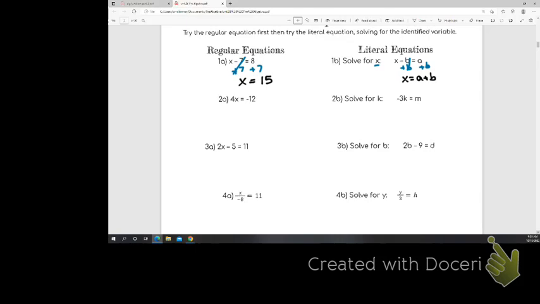You could have also written b plus a. So I could write x equals a plus b or x equals b plus a.